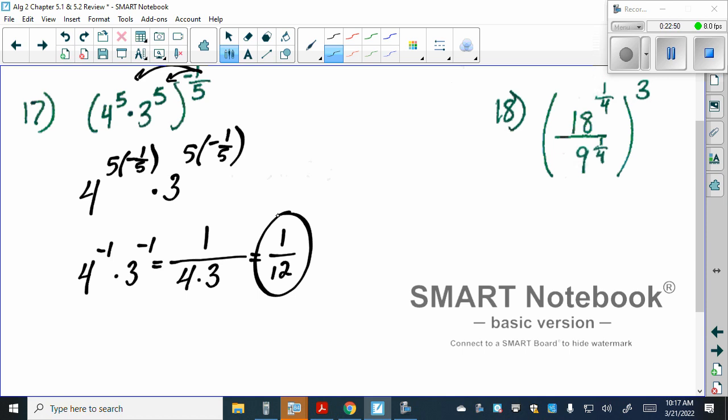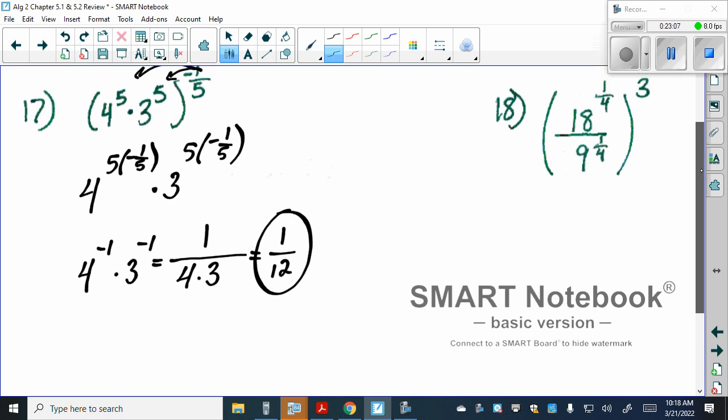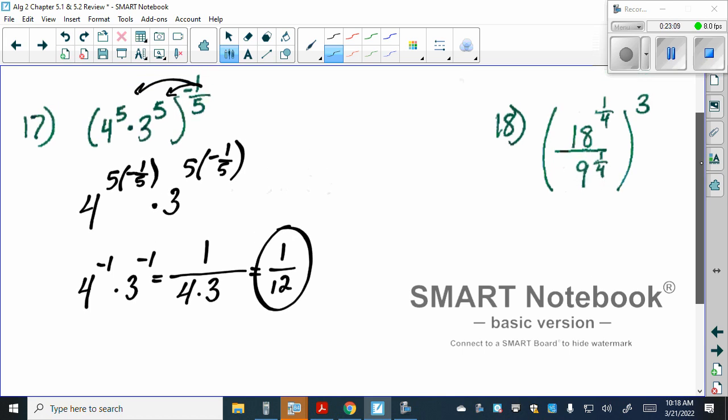Let's look at number 18. So we have 18 to the 1/4 divided by 9 to the 1/4, all of this to the 3rd. Now what we really need to simplify out of this is the fraction in the denominator. We can't have a fraction in the denominator or a fraction inside of the radical, or a fractional exponent with a fraction. One of the things that is interesting is 18 and 9, are they divisible?